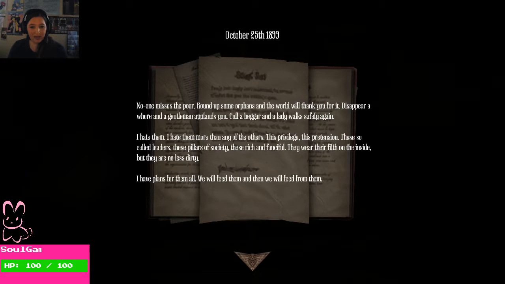October 25th, 1899. No one misses the poor. Round up some orphans and the world will thank you for it. Disappear a whore and a gentleman applauds you. Cull a beggar and a lady walks safely again. I hate them. I hate them more than any of the others. This privilege, this pretension. These so-called leaders, these pillars of society, these rich and fanciful. They wear their filth on the inside, but they are no less dirty. I have plans for them all. We will feed them, and then we will feed from them.